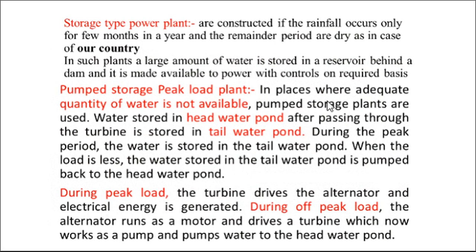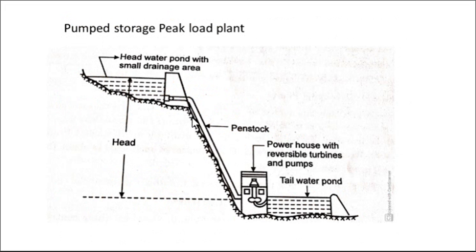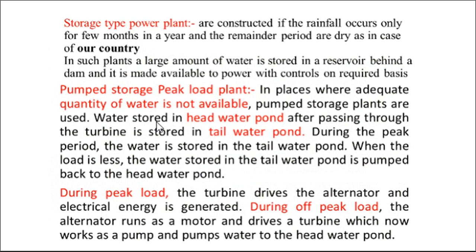So I read it. In places where an adequate quantity of water is not available, pump storage plants are used. Water stored in the headwater pond. So I told you this is the headwater pond. Water stored in the headwater pond, after passing through the turbine, is stored in the tailwater pond. During the peak period, water is stored in the tailwater pond, and when the load is less, water stored in the tailwater pond is pumped back to the headwater pond.